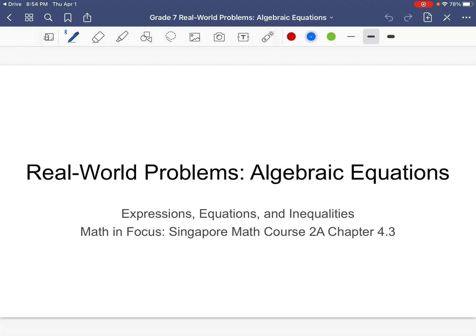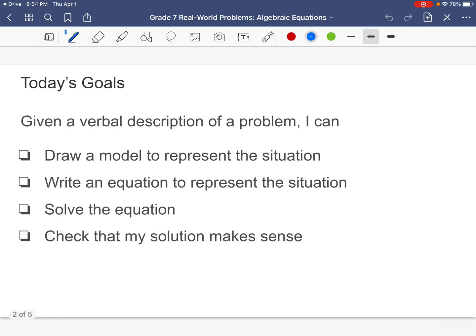Welcome to today's lesson, which is about solving real-world problems using algebraic equations. The goals of today's lesson are that given a verbal description of a problem, you can draw a model to represent the situation, you can write an equation to represent it, you can solve the equation, and you can check that your solution makes sense.